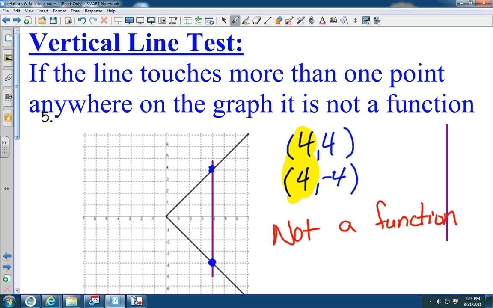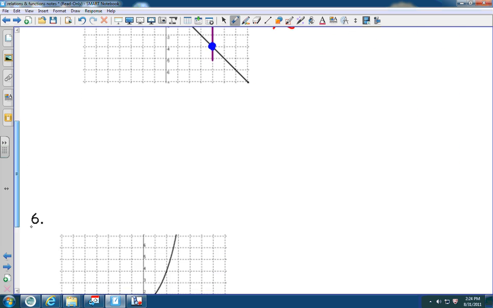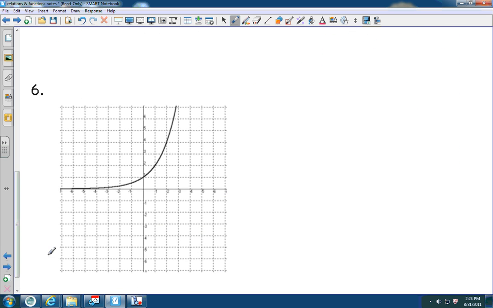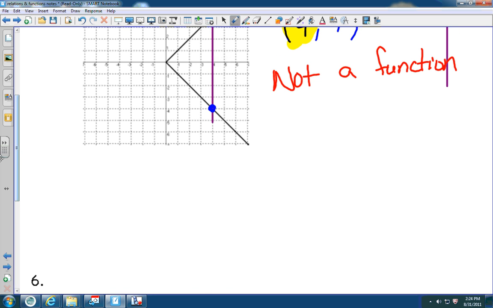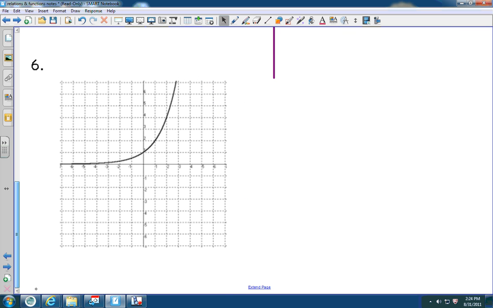Now, if I go down here a little bit, let's look at this one. I guess I need to go get my vertical line. Where'd it go? Got to bring it down here. Oh, I'm just writing on it. Hold on. There we go. Bringing this down. If I take my vertical line and put it on my graph, it touches my graph. This is one, it's a curve right here. It touches it in only one spot. Well, that's good. That means it is a function.